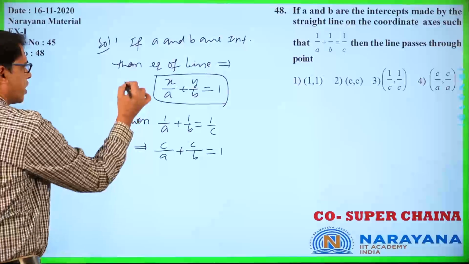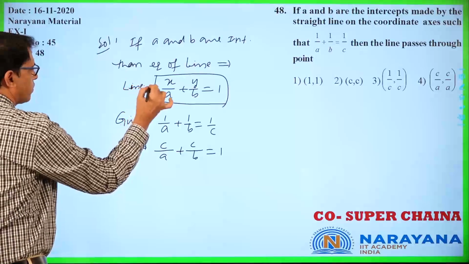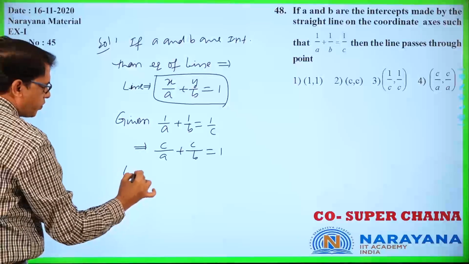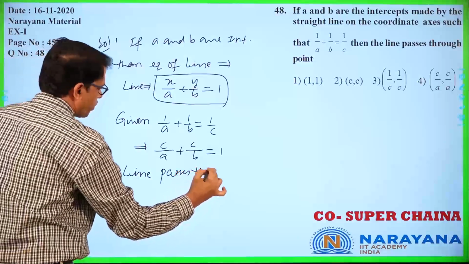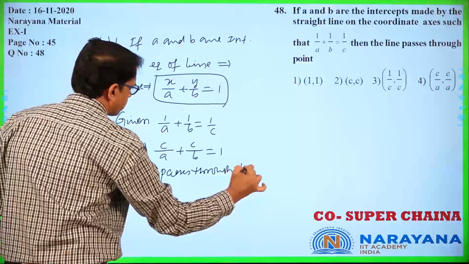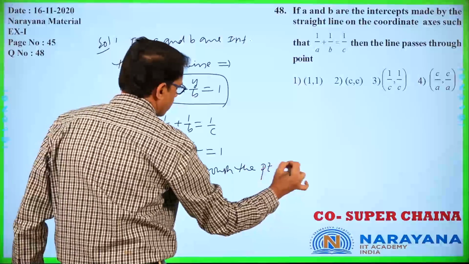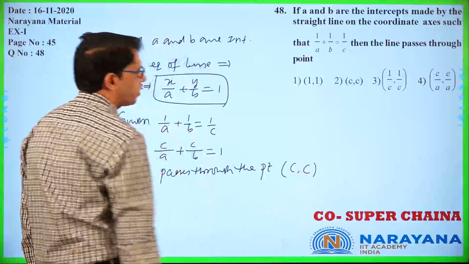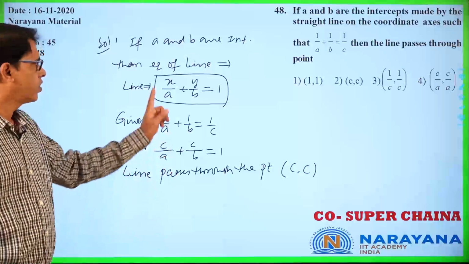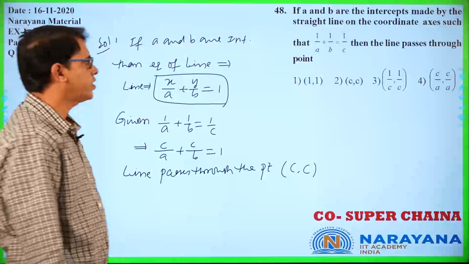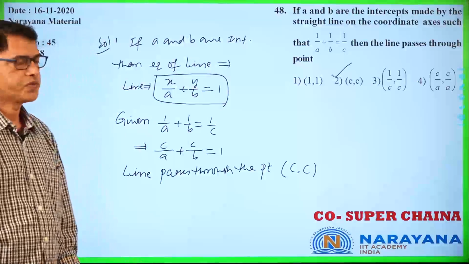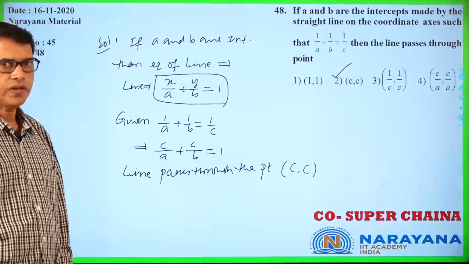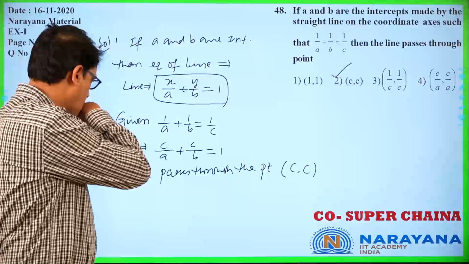Therefore, this line passes through the point. In the place of X, C, in the place of Y, C. So this line is passing through which point? So it is passing through the point C comma C, means option 2, second option. Okay. Next one.